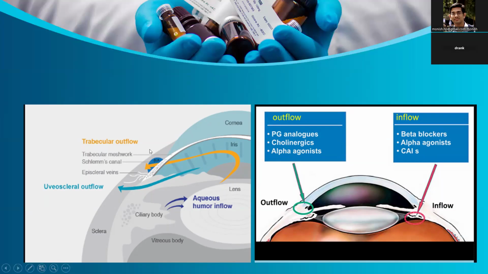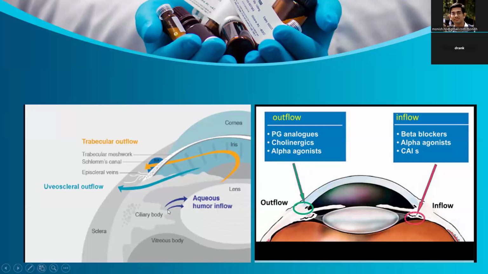You can see the trabecular meshwork here. From the trabecular meshwork, through the scleral venous sinus or the Schlemm's canal, it goes out and joins the general blood circulation. This is the major pathway, the trabecular outflow pathway. There is also an alternative outflow pathway, the uveoscleral outflow pathway, from the uvea, that is the iris, to the sclera. These two are the major outflow pathways, and the inflow is through the ciliary body epithelium.